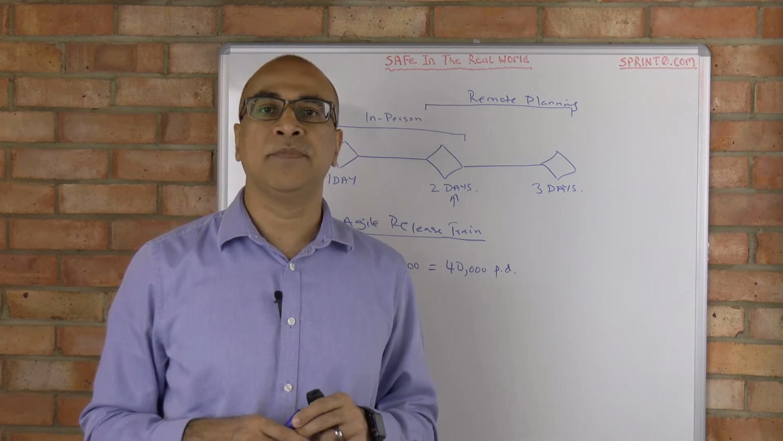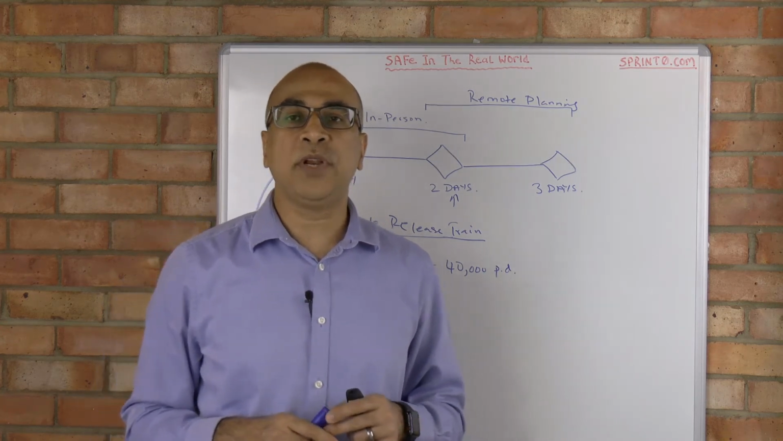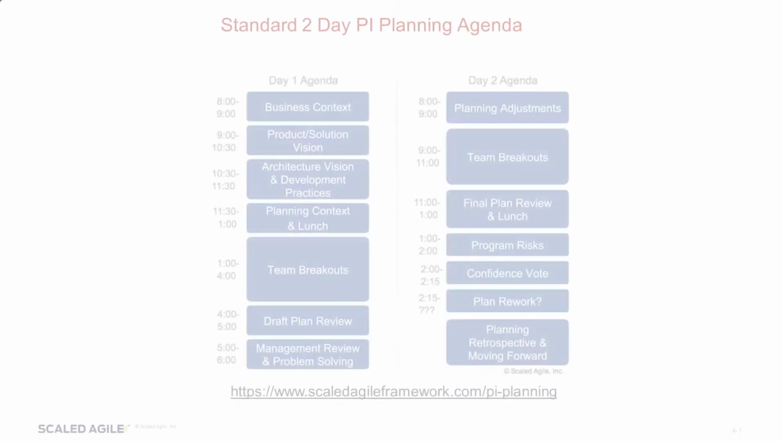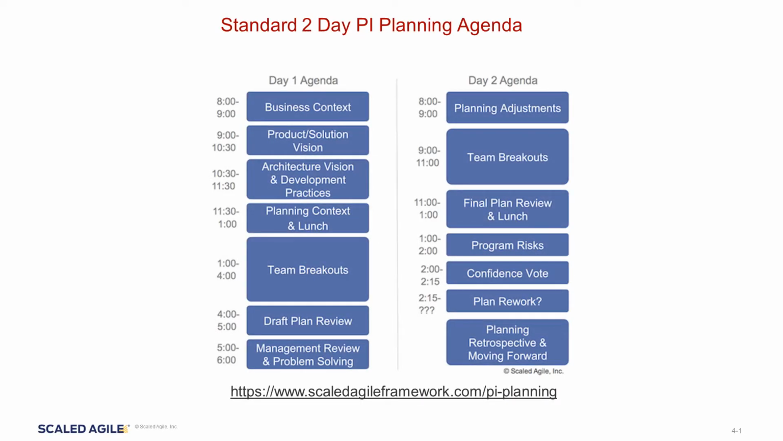Okay, so now if we look at the standard PI planning agenda, which you're going to see over here on your screen, what you are actually going to see is that you've got a number of different items that cover this 2-day event, right? And they effectively fit into 5 different elements.